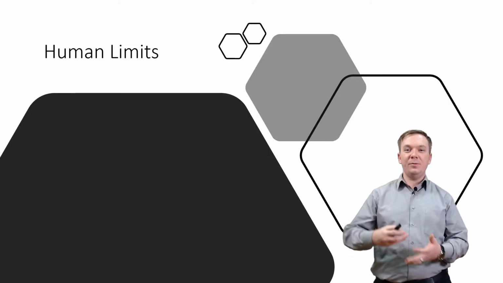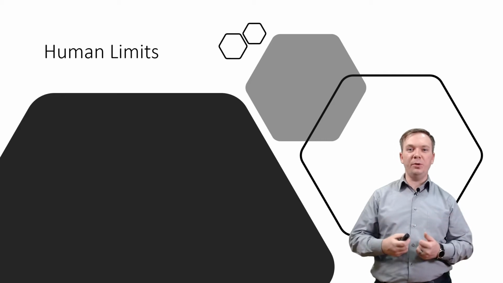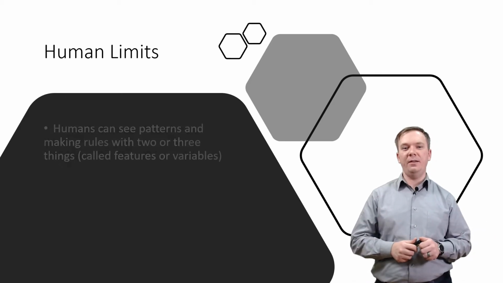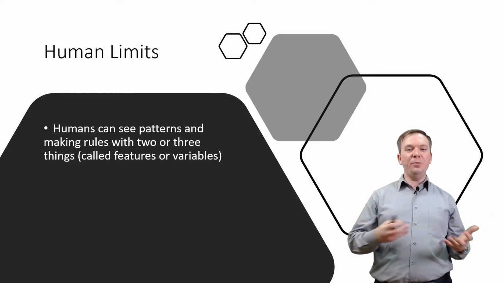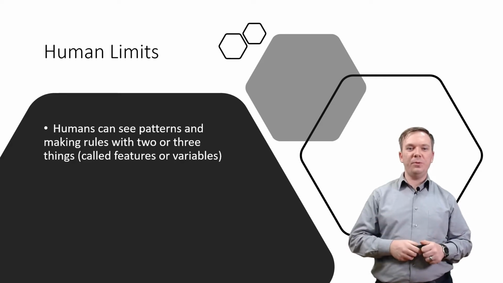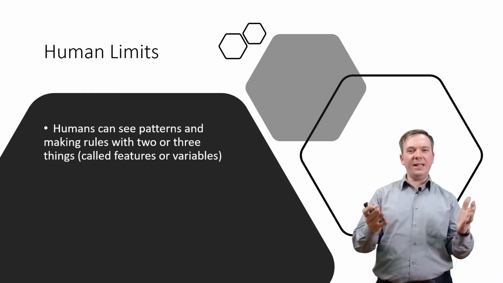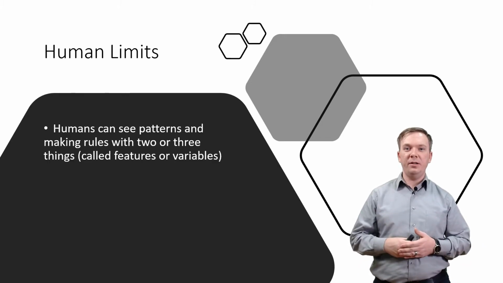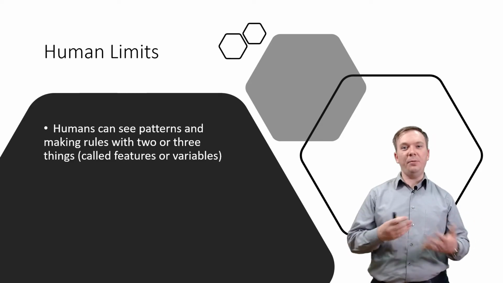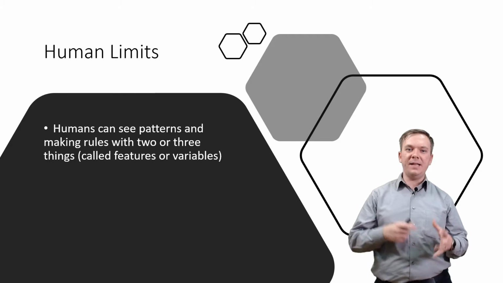Let's now briefly discuss human limits. Before, we discussed a simple example of, can I pick red, green, or blue out of a picture? And of course, yes, we can. But what if it was more than that? So put simply, humans can see patterns and make rules with 2 or 3 things, and these are called features or variables. We're very good at this. So again, let's take the color example. If I give you a picture and there's either red, blue, or green in the picture, and I ask you what color is in the picture, it's really simple. You just look at the picture and you pick the color. Now, the actual color is called a variable or a feature in this data set.